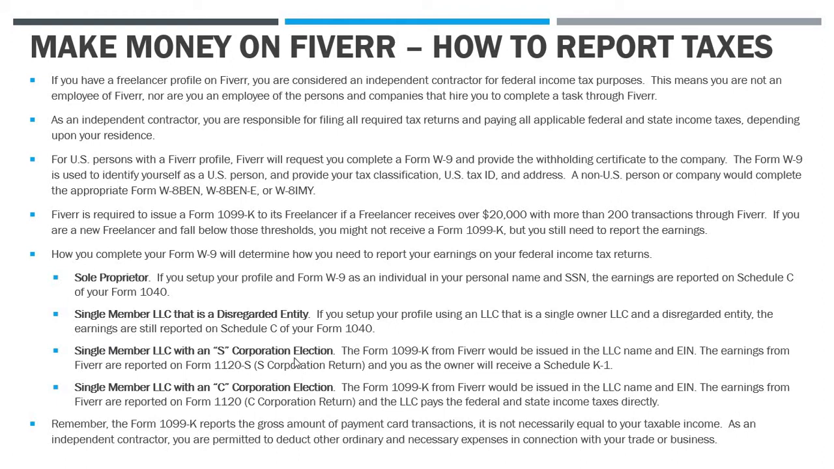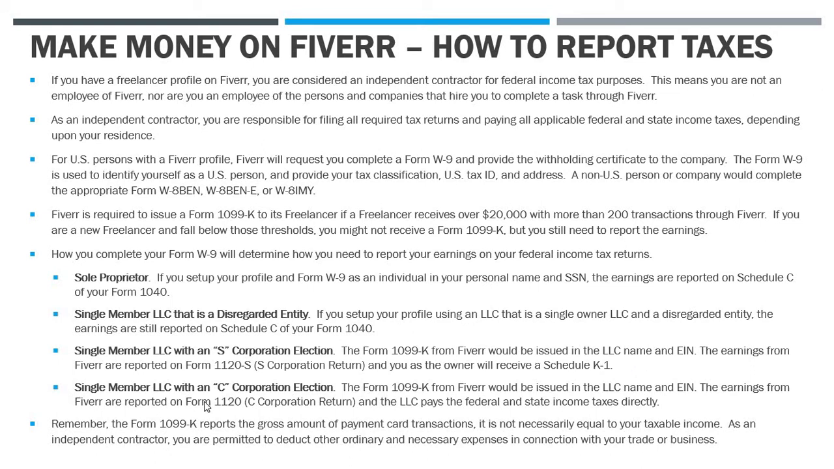Now, once you make the S Corp election, the 1099-K for Fiverr is now going to be issued to the LLC name and EIN because the S Corp is a separate regarded entity. It's no longer disregarded for federal tax purposes. So your earnings from Fiverr are now reported on an 1120-S, which is the S Corp return, and then you as the owner receive a Schedule K-1, which shows the net amount of taxable income flowing through to you. That's your line 1 ordinary business income.